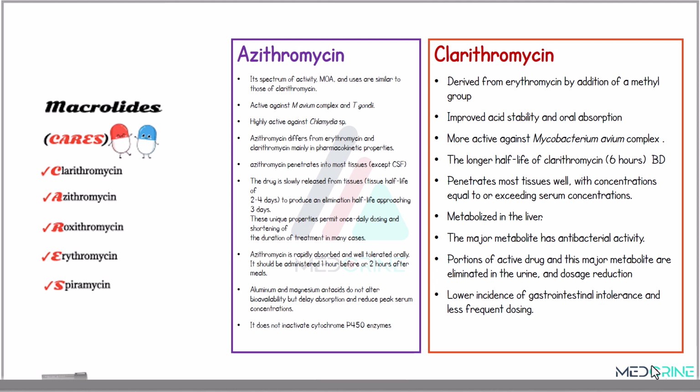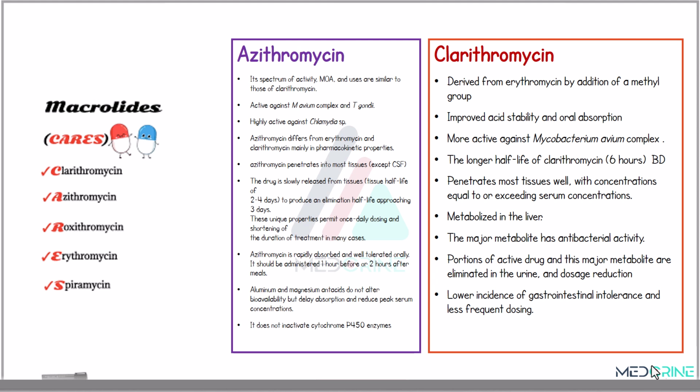Another example of macrolides is clarithromycin. Clarithromycin is a derivative of erythromycin by addition of a methyl group. It has an improved acid stability and a good oral bioavailability and oral absorption. This clarithromycin is more active against Mycobacterium avium complex as compared to other macrolides, and it has a moderately long half-life of about 6 hours, therefore allowing 2 times daily dosing.